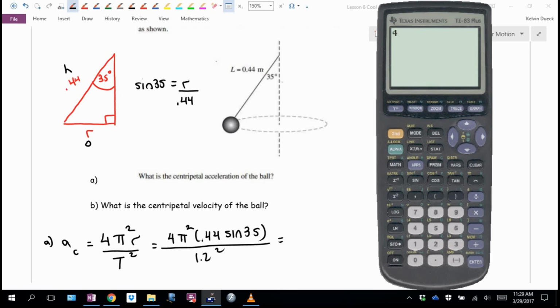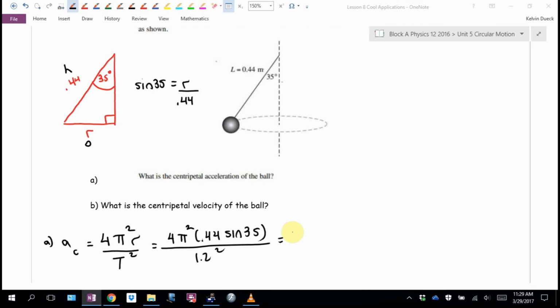You're good to go. 4 pi squared times 0.44 times sine 35 divided by 1.2 squared. Do you get 6.91? 6.92? Yeah? Is that right? Duncan, is that right? Oh, am I wrong?